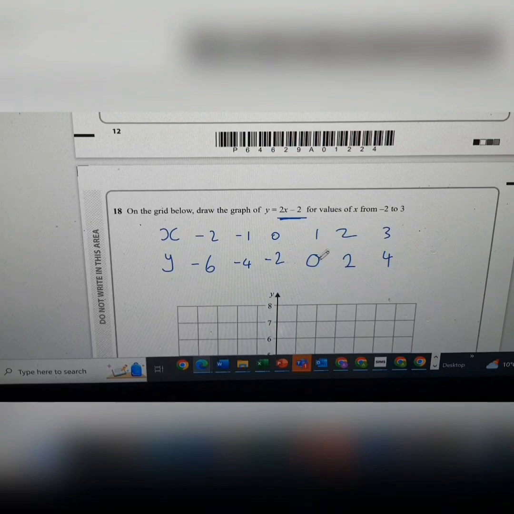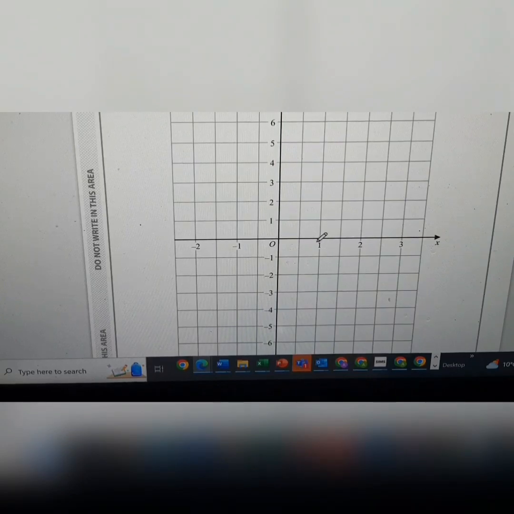So let's start by plotting 1, 0, 2, 2, 3, 4. So when x is 1, y is 0 here. And then 2, 2 was the other coordinate to plot. Do that again properly. 2, 2. And 3, 4. Okay, so even if you can't plot the other 3, you can always, with a ruler, join this up with a straight line and then extend your line.